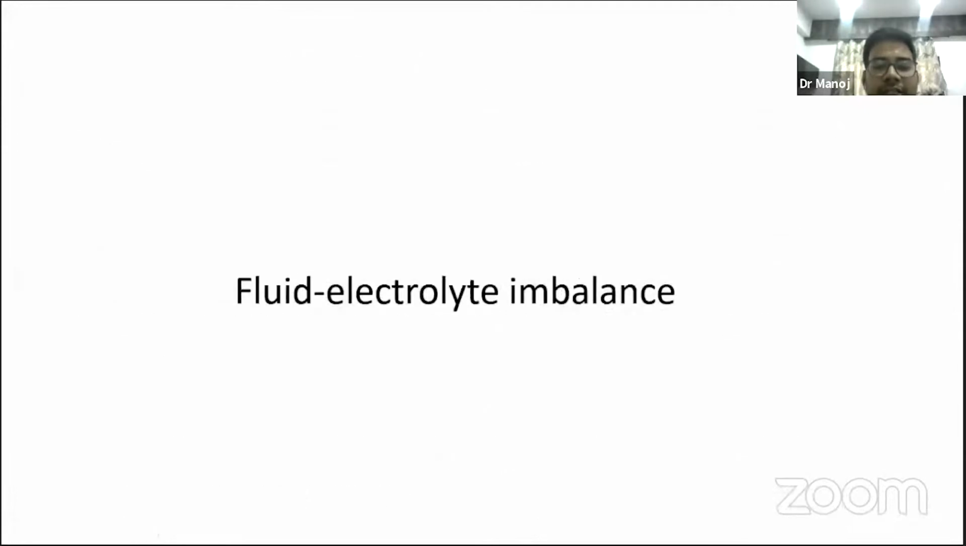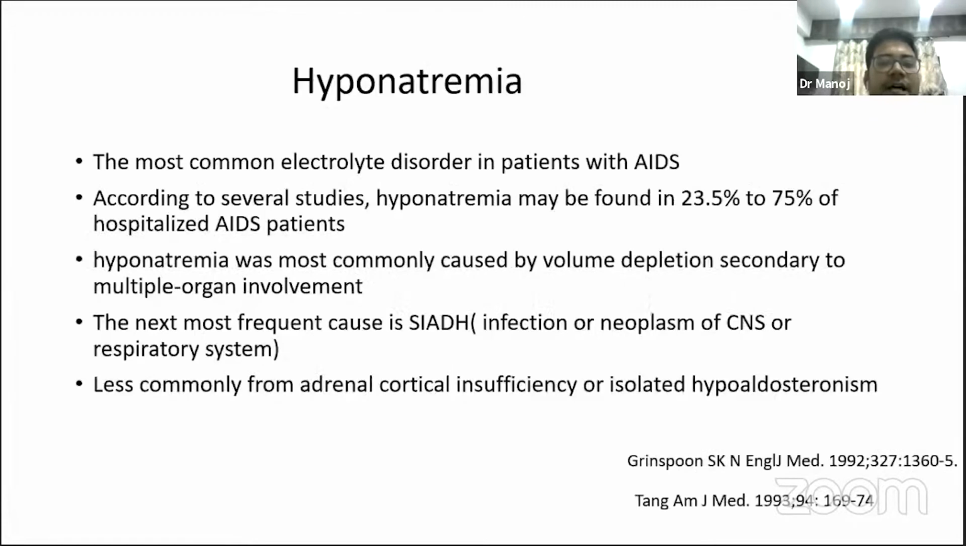Now, coming to fluid and electrolyte imbalance, hyponatremia is the most common electrolyte disorder in patients with AIDS, and various studies have found that hyponatremia ranges from 23 to 75% of these patients. It was commonly because of volume depletion secondary to multi-organ involvement, and other causes could be SIADH, adrenal cortical insufficiency or hypoaldosteronism.